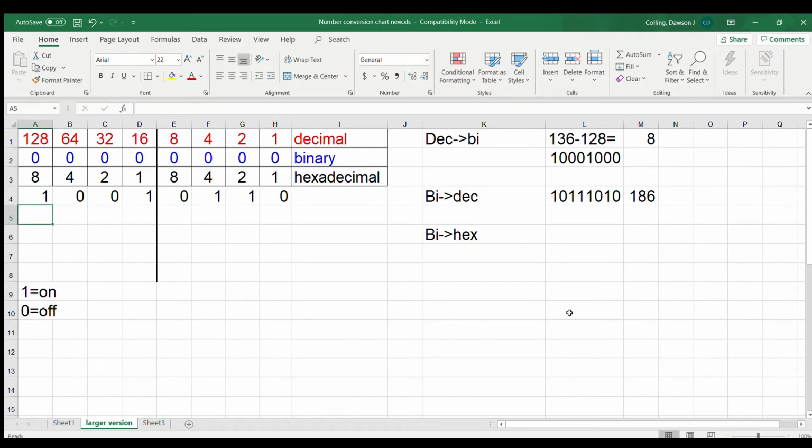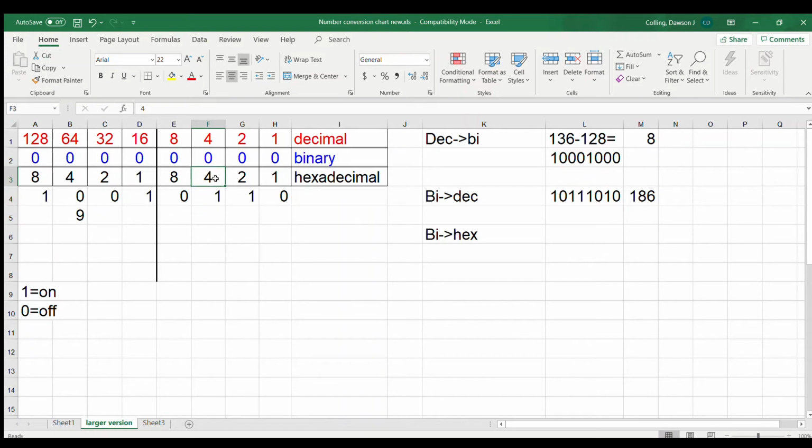And guess what? It's the exact same principle as converting binary to decimal. We look at the placement of the ones, and if it's on, we add them together, and if it's off, we don't. So looking at the placements on this area, the 8 and the 1 are on, so we would add 8 and 1 together, which turns out to be 9.